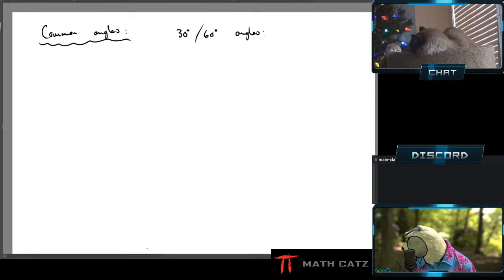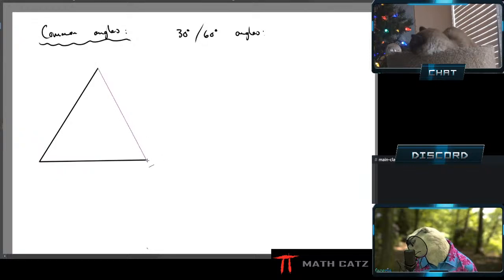So what I'm going to do is I'm going to start with an equilateral triangle. Now I'm freehanding this, so it might not look perfect. I think this is pretty close. Let's fill in the gap there.